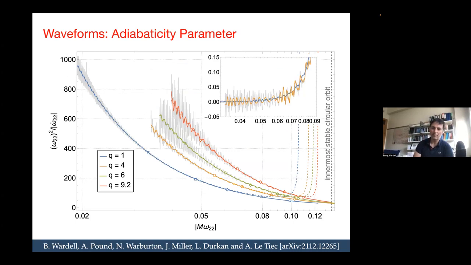Another way you can measure how well the self-force waveforms are performing in comparison to numerical relativity is looking at what's called the adiabaticity parameter. So it's 1 over the time derivative of the waveform frequency. And on here we have solid curves representing numerical relativity measurements, and then we've got dashed curves representing what comes out of the gravitational self-force model. And they do very well up until quite close to the ISCO, where the merger is about to happen, at which point the model we currently have diverges and breaks down.